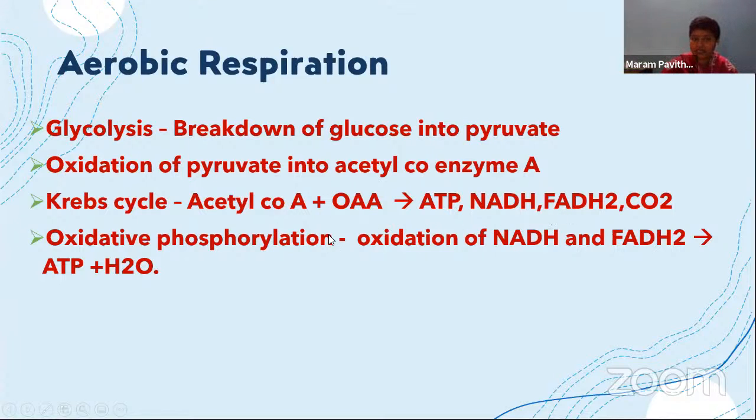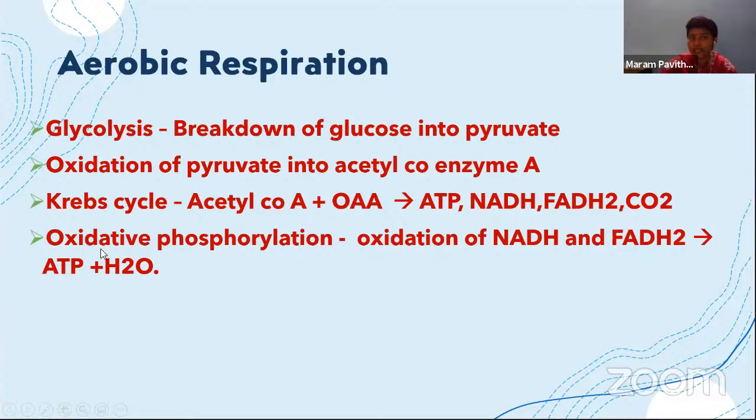What happens in the next phase? This NADH and FADH2 participate in oxidative phosphorylation. What happens in oxidative phosphorylation? Oxidation of NADH and FADH2. Hydrolysis of these two compounds finally forms energy and water. Energy in the form of ATP and water is produced in this. These are the steps present in aerobic respiration.